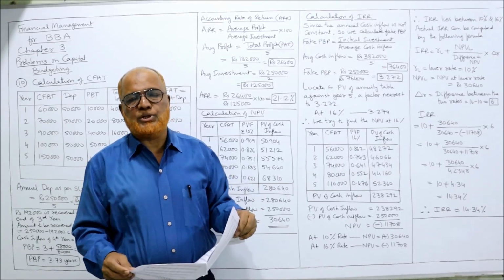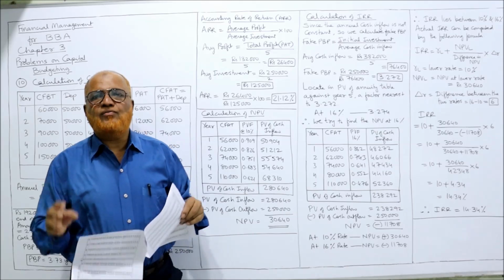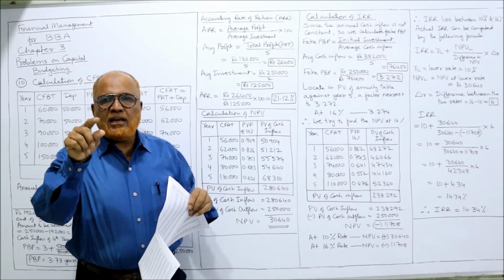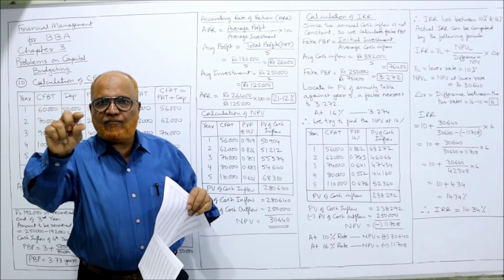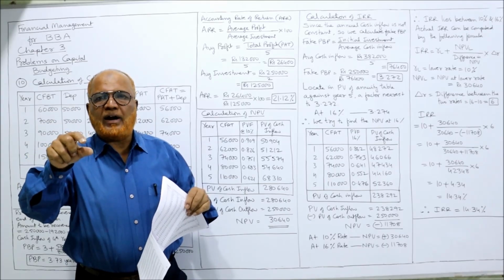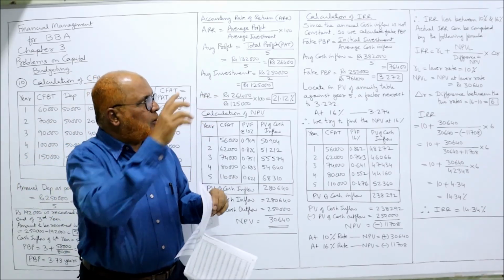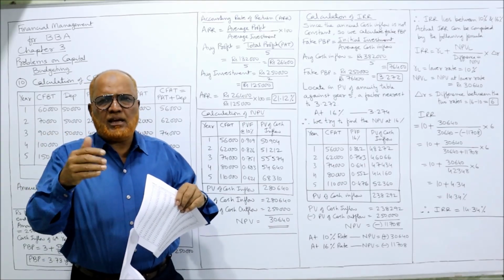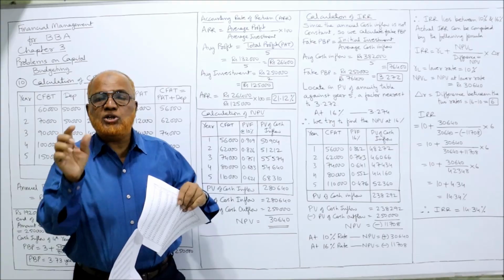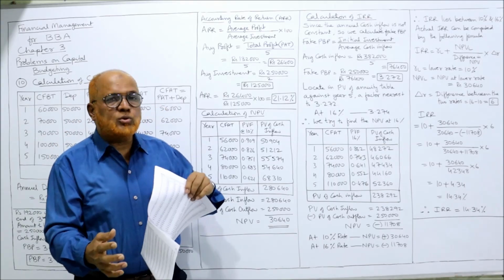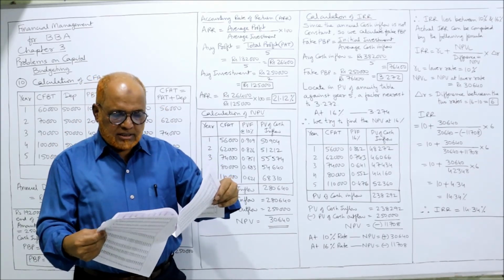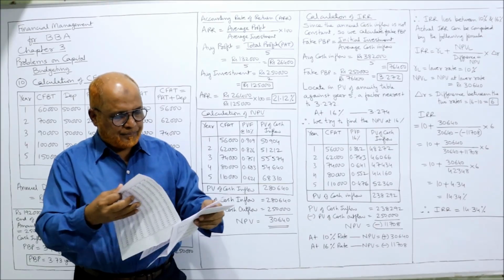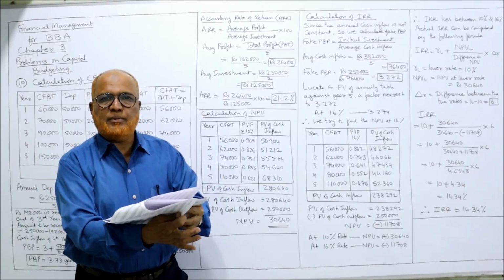Again, the life of the project is 5 years. So in the annuity table, in the line for 5 years, locate a factor nearest to 3.272. Nearest means either less than or more than, it doesn't matter, but it should be nearest to 3.272. So here it is, the PV of annuity table.